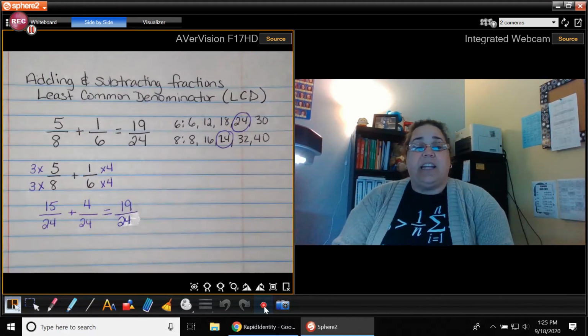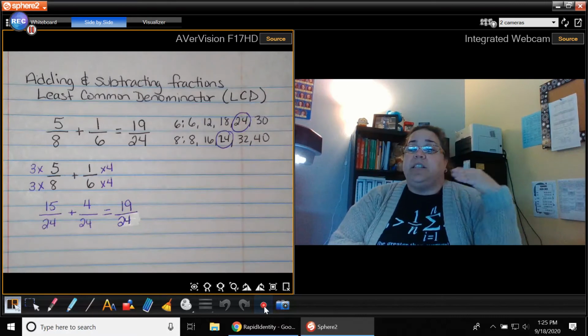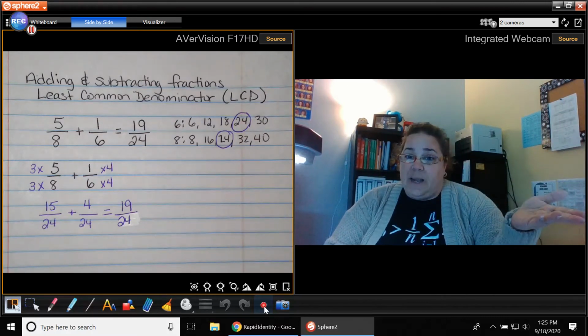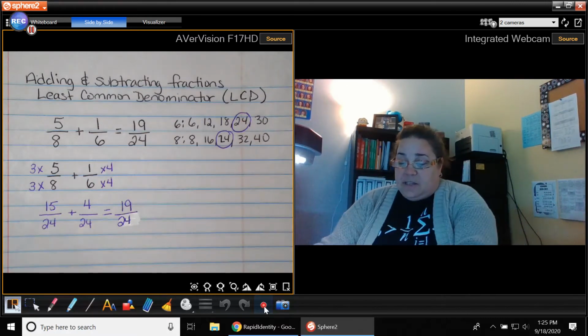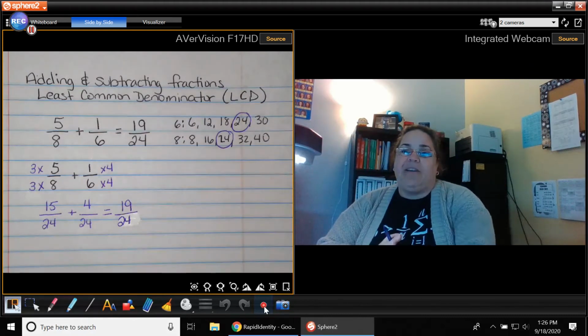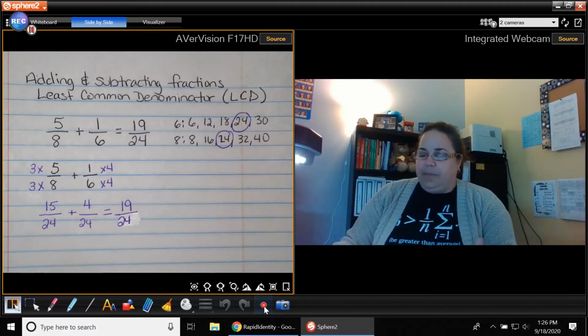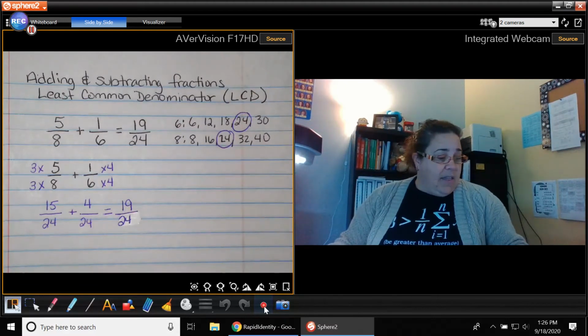So I get 19/24. And because I did not use a different denominator like 48, I don't have to simplify, because there is no number that goes into both 19 and 24. So I have a simplified fraction already. Isn't that awesome? Okay, let's try another one.